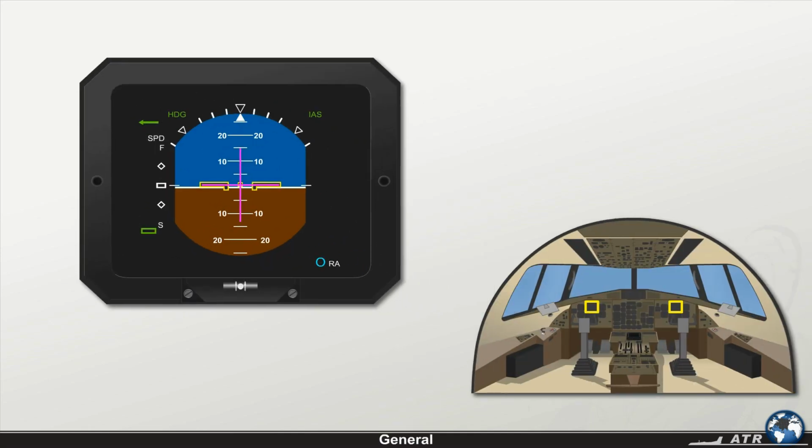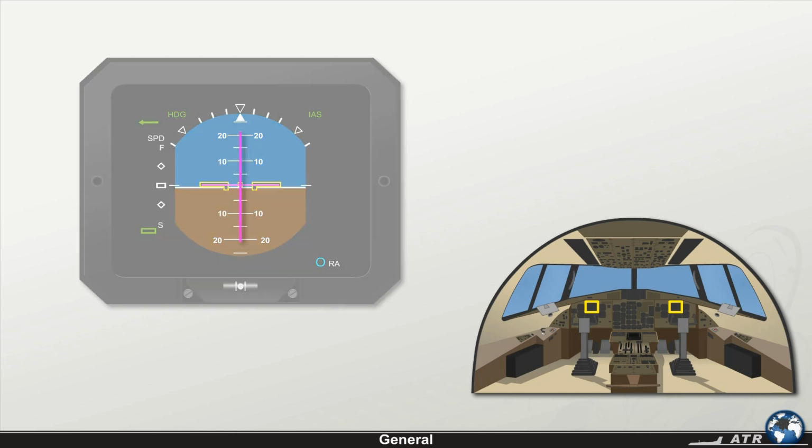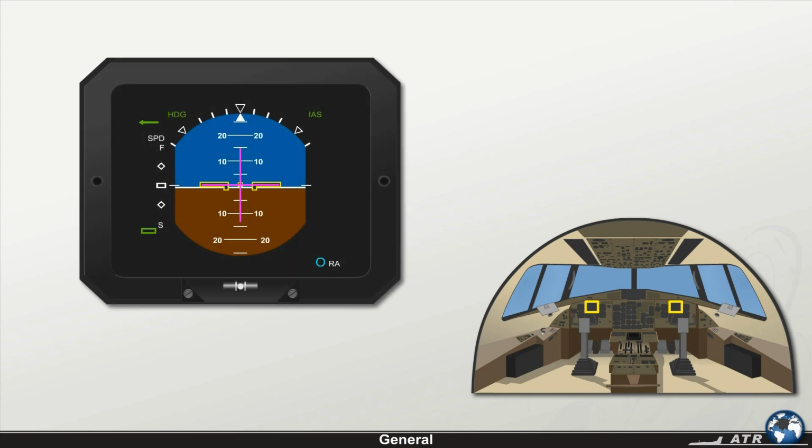The flight director, FD, provides guidance information to the pilots via the vertical command bar and the horizontal command bar on the EADI. The flight director commands are considered satisfied when both the vertical command bar and the horizontal command bar are centered on the EADI.